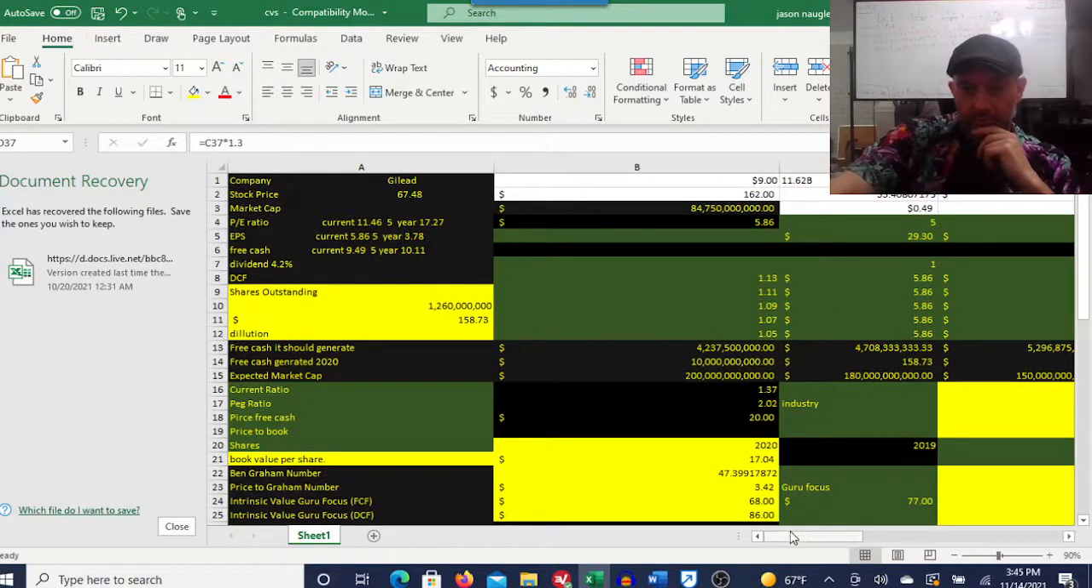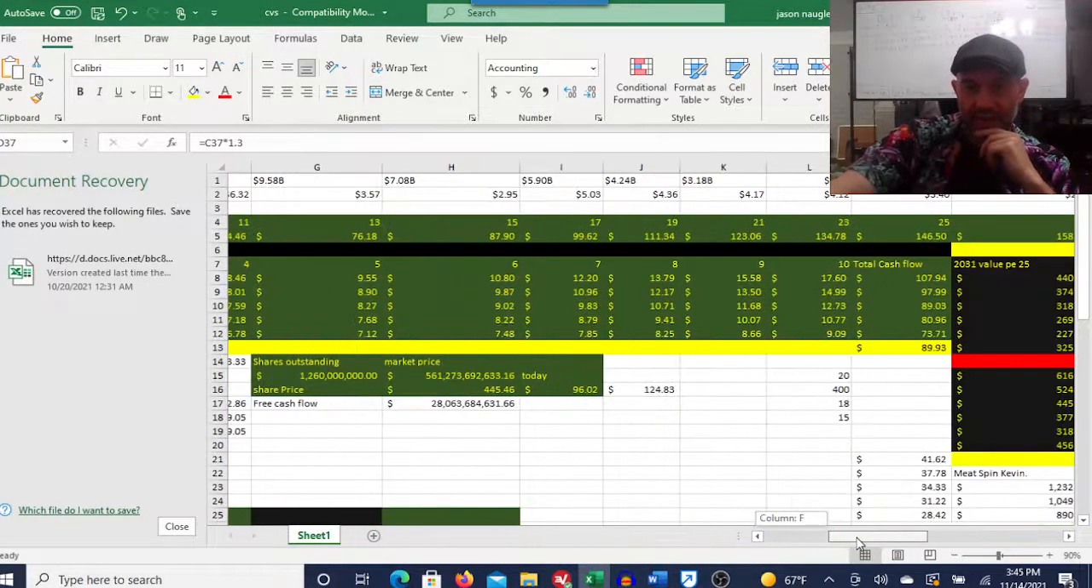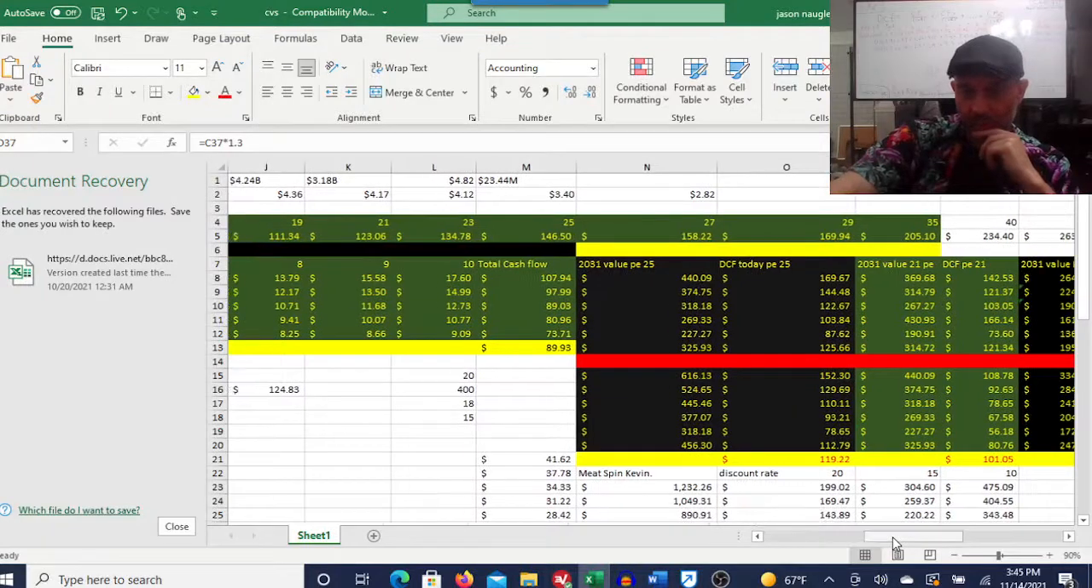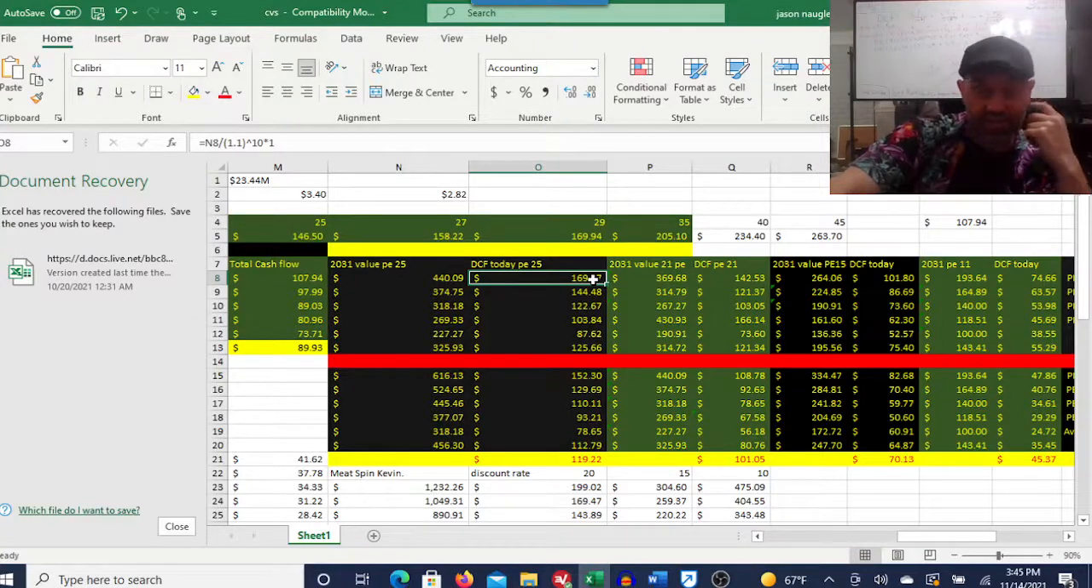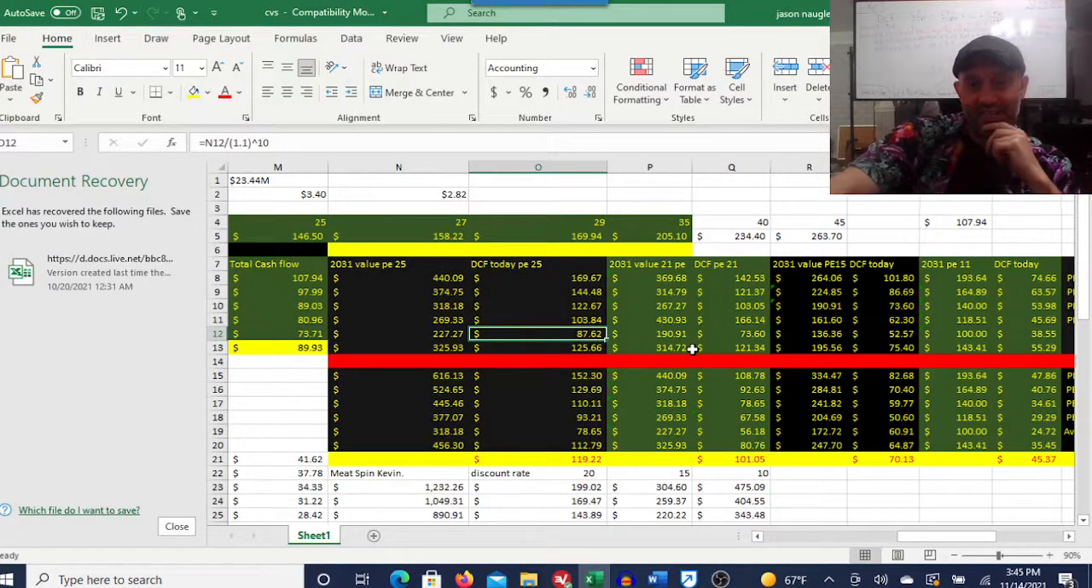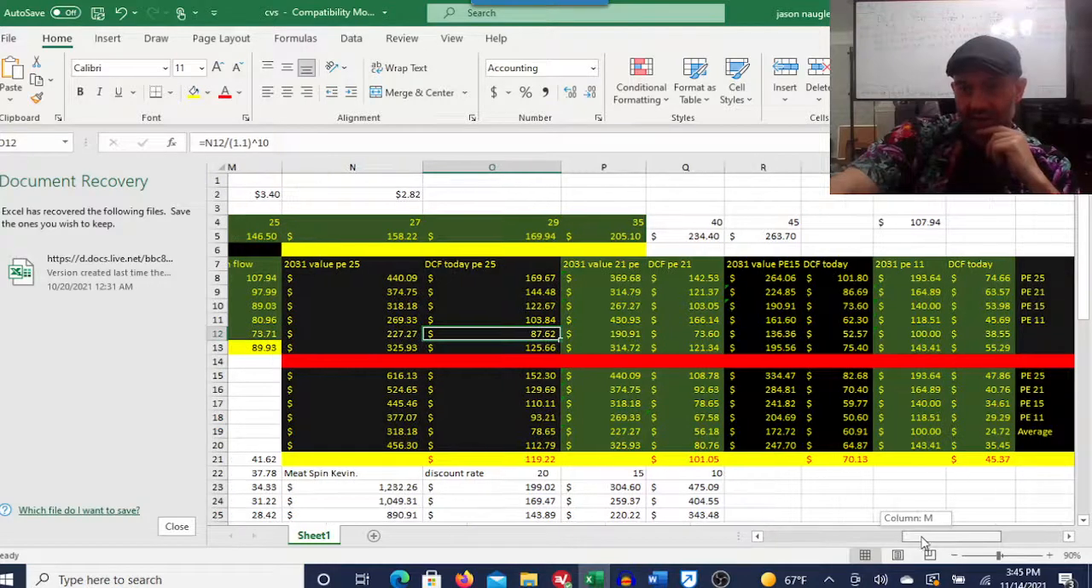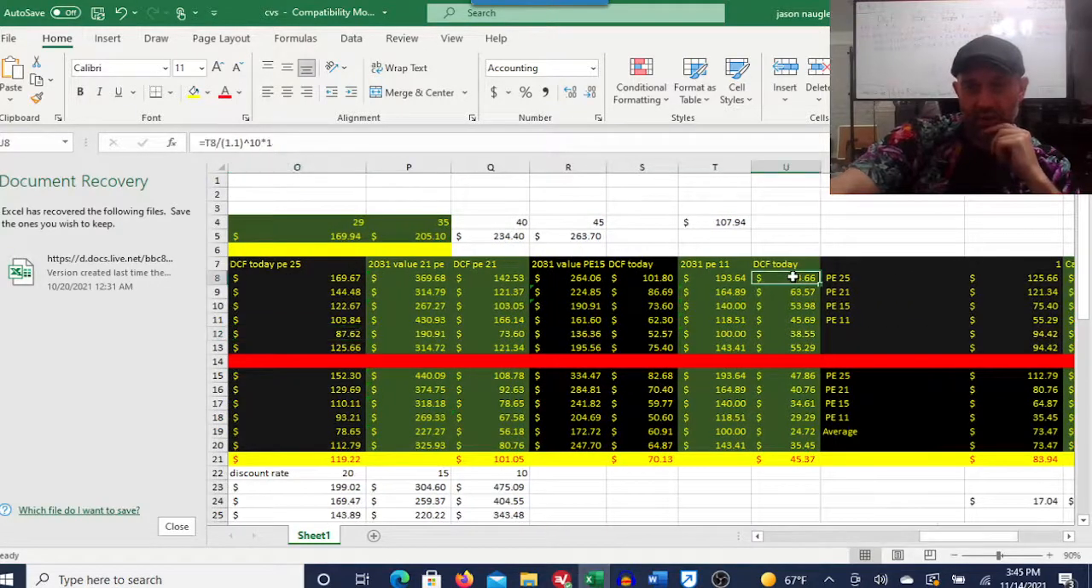Come over here. We'll look at the cash flows. You're looking at a high range here for a 10% return of $169, if you believe that it's going to sell at a price to earnings ratio 10 years from now of 25, and a low end of $87, all the way down to an 11 price to earnings ratio of $74, and on the low end for 5% growth, $38.